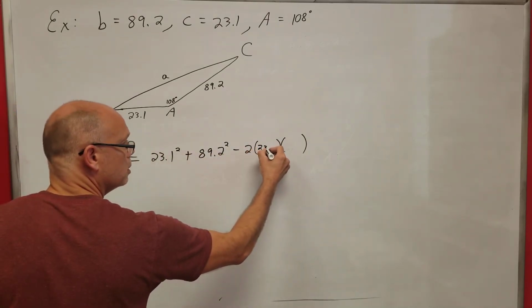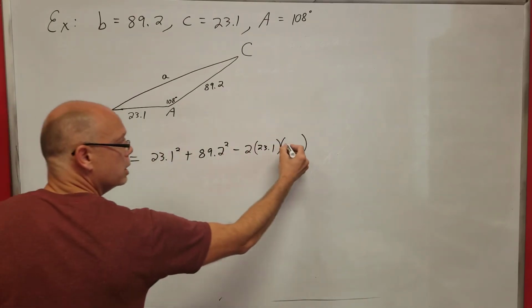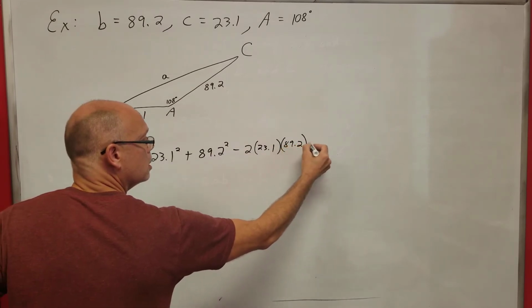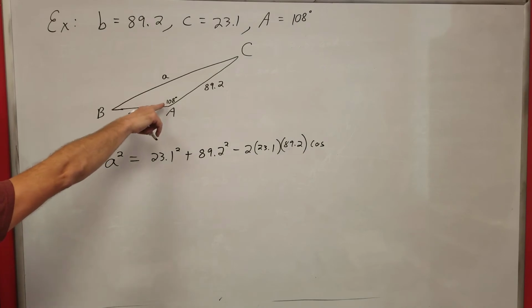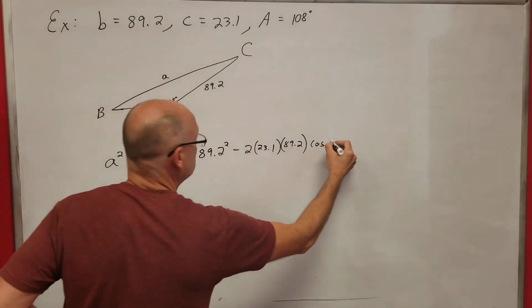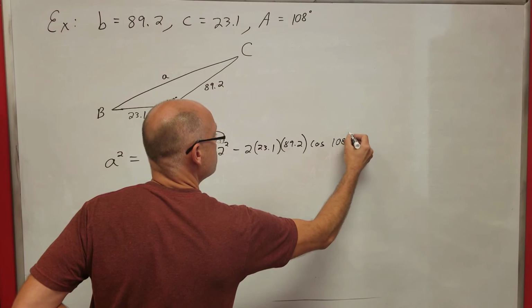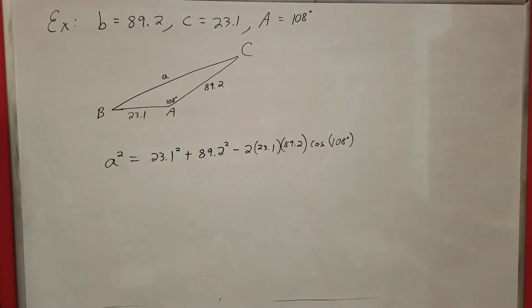23.1 times 89.2 times the cosine of the angle opposite of A. The angle opposite of lowercase a is 108 degrees. There's my formula right there.